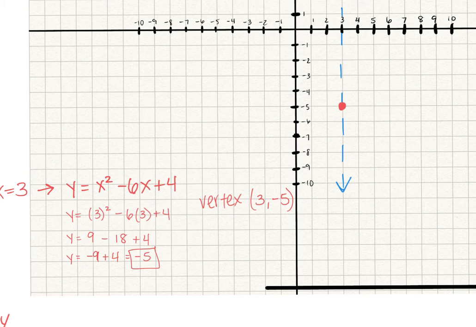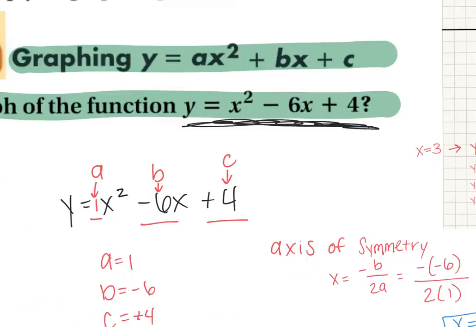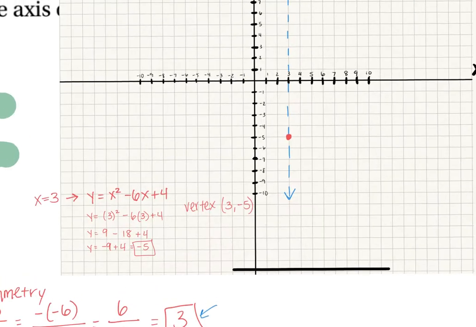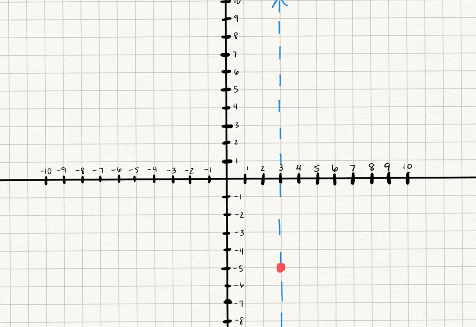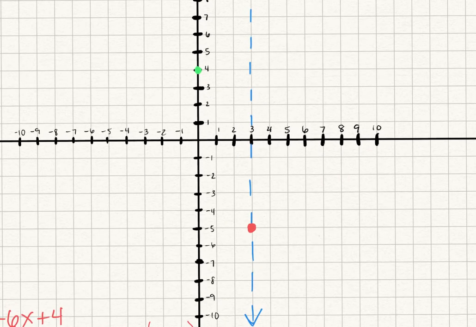Okay, the last thing we're going to do is finally use our C, because we haven't used C yet. What C is, is your y-intercept. So C was 4. All I do is go, okay, where's 4 on the y-axis? Oh, it's right here. Put a point, and we're done. All we have to do is create our graph based on this. So if our axis of symmetry is here, here's my curve, and then I just do the same curve on the other side.